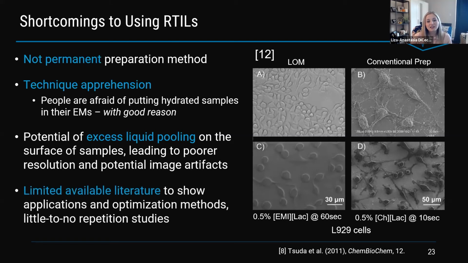And the last thing is there's limited available literature that really shows all these applications and optimization methods that you can use, with little to no repetition studies. So a lot of the papers you see in this field are still looking at the technique itself on new materials, and not in regular lab research where in the methods it's just a quick blip that we used ionic liquid treatment to image our samples. A lot of the literature is still looking at how to optimize this. And even with our review paper that we put together, there's still not a really good resource showing how to choose ionic liquids optimally for a wide variety of applications.